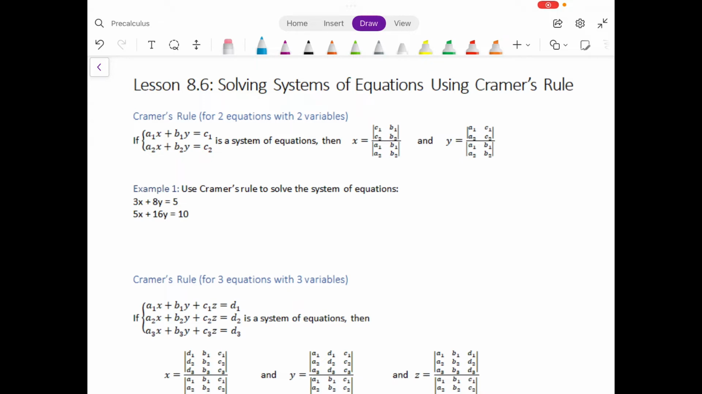So here it is, Cramer's rule for 2 equations with 2 variables. If a sub 1 x plus b sub 1 y equals c sub 1, and a sub 2 x plus b sub 2 y equals c sub 2. So we have a system of equations, 2 equations with 2 variables. Then the solution is written right there. X equals the determinant of this matrix over the determinant of this matrix, and then y equals the determinant of this matrix over the determinant of this matrix. Now, there's a lot of numbers and letters there, but this is actually fairly simple if we look at what we have here.